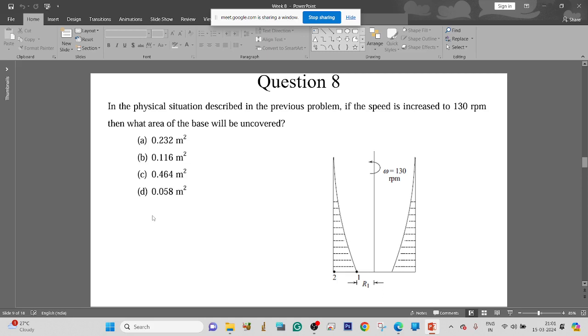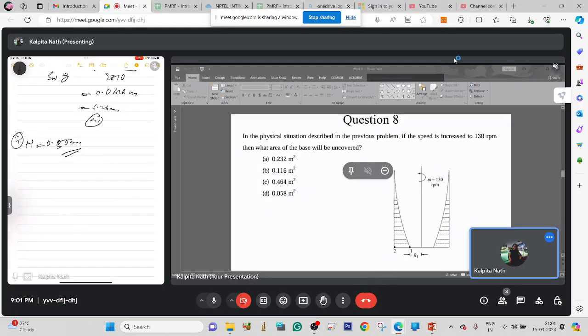Okay, so what is happening when the speed is increased? When the speed is increased beyond 100 rpm, the maximum centrifugal head, that is omega square r square upon 2g, will be more than the maximum static pressure head, rho g h, and hence the liquid detaches from the center and uncovers the base.